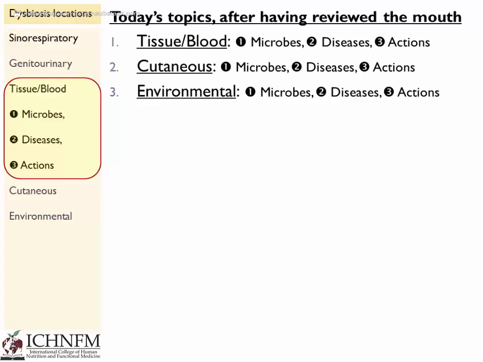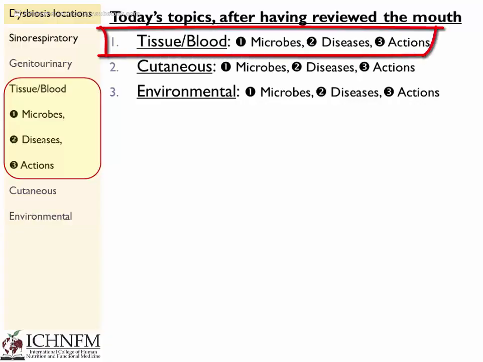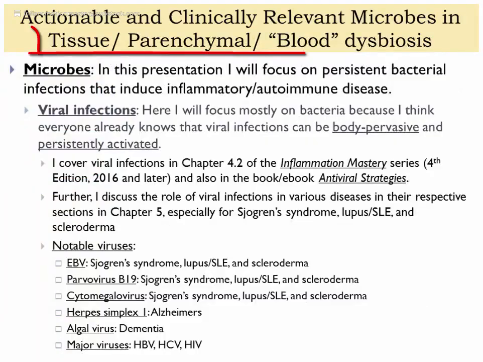Therefore, as we review each of these other dysbiotic locations, we're kind of using that to introduce certain topics that we'll again revisit when we talk about gastrointestinal dysbiosis, because gastrointestinal dysbiosis is definitely the culmination of anything and everything that can go wrong, and that will be more clear, of course, as we go through that presentation. What we're going to focus on right now is category number 1 on this list, which is tissue, blood, and parenchymal dysbiosis.